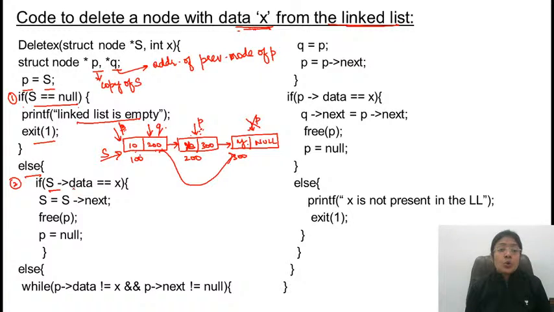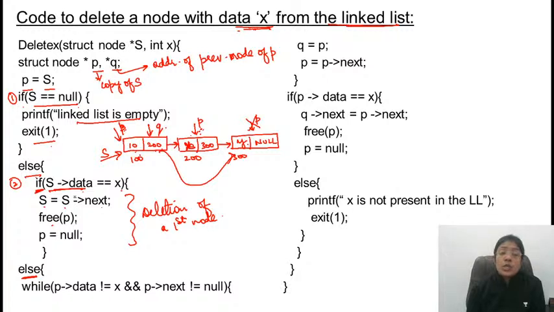Otherwise, if the linked list is not empty, that is the else. Inside the else, further we have two cases. The first case is if the first node itself contains the data x, and the second case is where we need to traverse the linked list. So if the first node itself contains the data x, s will be pointing to s of next, free p, and p is equal to null. This code is same as that of deletion of a first node.